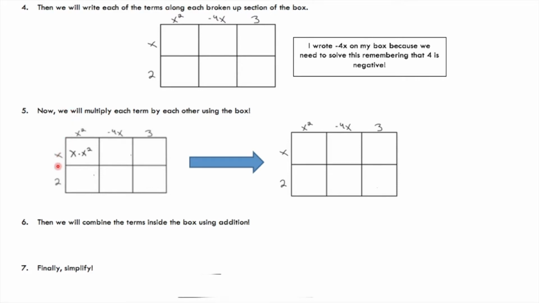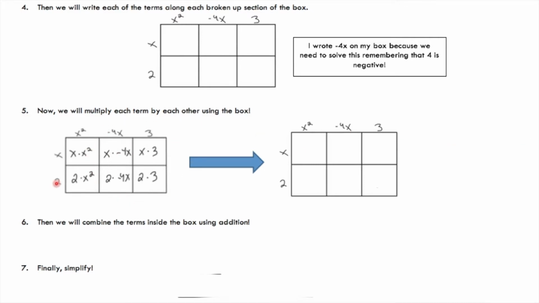All right, so now we're just going to multiply together using the pieces of my box. You'll see here I have x and x squared. I'm going to multiply those two together to get x times x squared. I'm going to do the same with x and negative 4x. You'll see here I have a negative sign, to remember I need to be using my correct signs in my answers. So I have x times negative 4x, and then x times 3, and then in this next row, 2 times x squared, 2 times negative 4x, and 2 times 3.